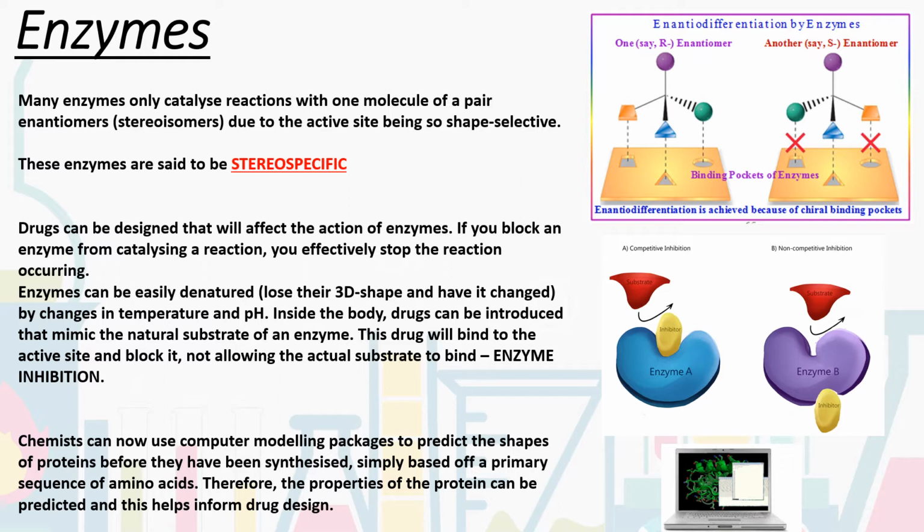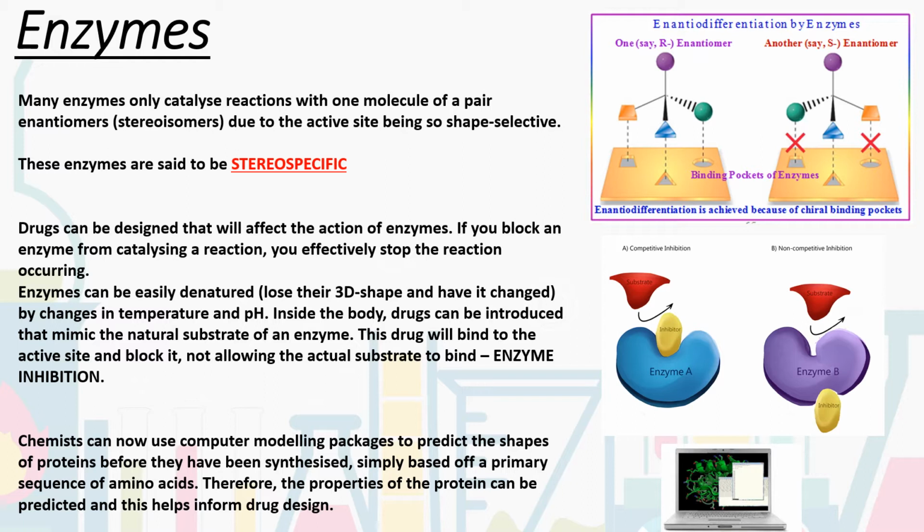Now, inside the body, drugs can be introduced that mimic the natural substrate of an enzyme. So it's something that looks like the natural substrate. It will bind to the active site rather than the actual substrate and block it. It won't allow the actual substrate to come in. And this is something that we call enzyme inhibition. And technically, this is what we call competitive inhibition. There's another type called non-competitive inhibition, where we have our drug molecule, our inhibitor, binding not to the actual active site of the enzyme, but to somewhere else on the enzyme.